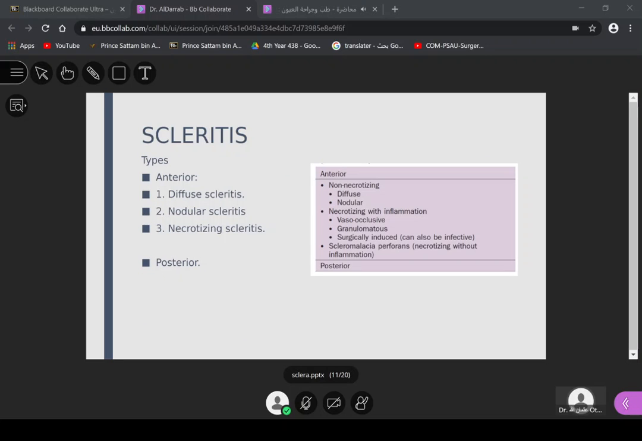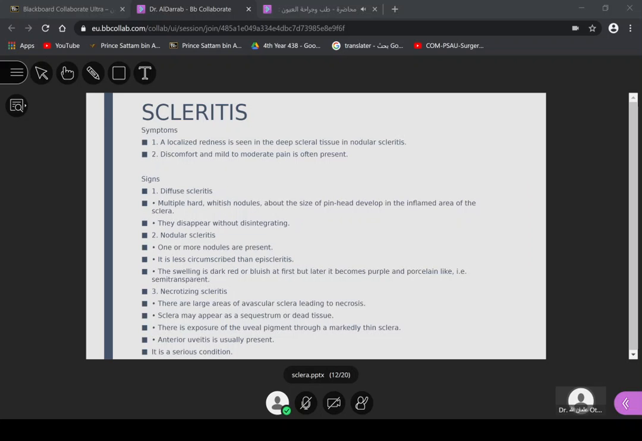We have, as we mentioned, two types, anterior or posterior. Anterior can be diffuse scleritis, nodular scleritis, or necrotizing scleritis. Then we have posterior. And symptoms, as in diffuse scleritis, are more painful, more redness, more tender. Localized redness is seen in the deep scleral tissue.